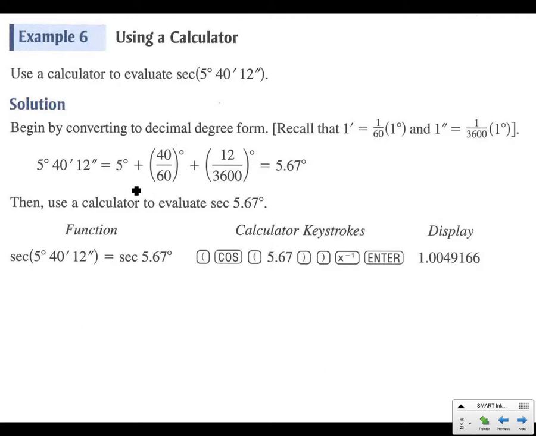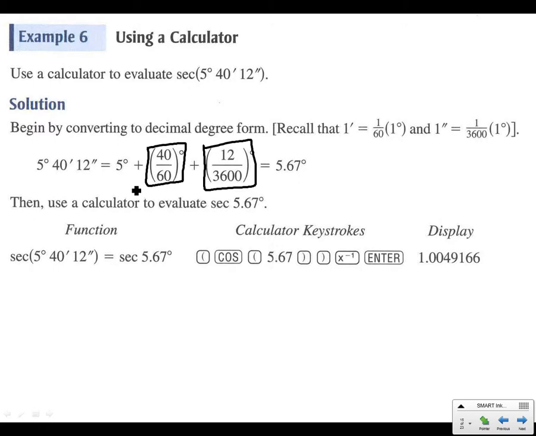All right, so number 6, we're going to jump into the calculators. We want to do secant. Same thing, we've seen this type of problem already in 4.2. We need to turn 40 into a decimal, so 40 over 60. And we need to turn 12 into a decimal since it's seconds. It's 12 over 3600. There's 60 times 60 seconds in a degree. We get 5.67.